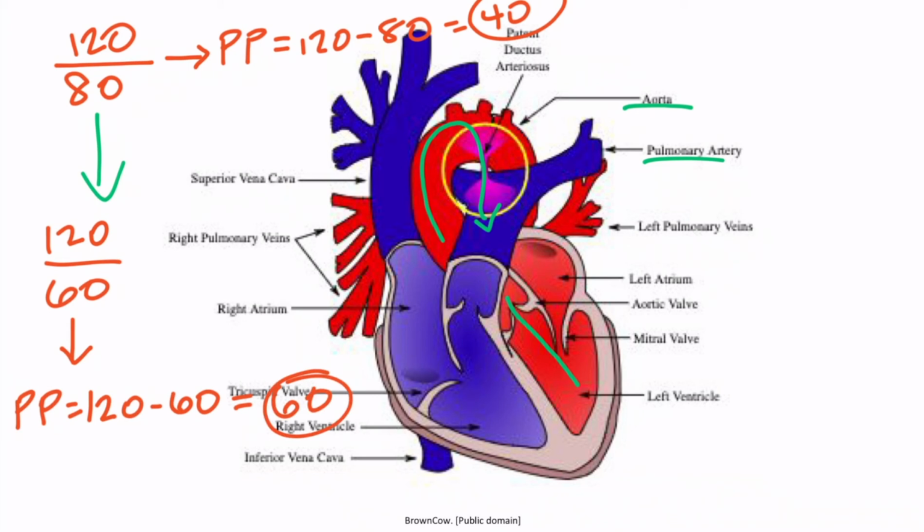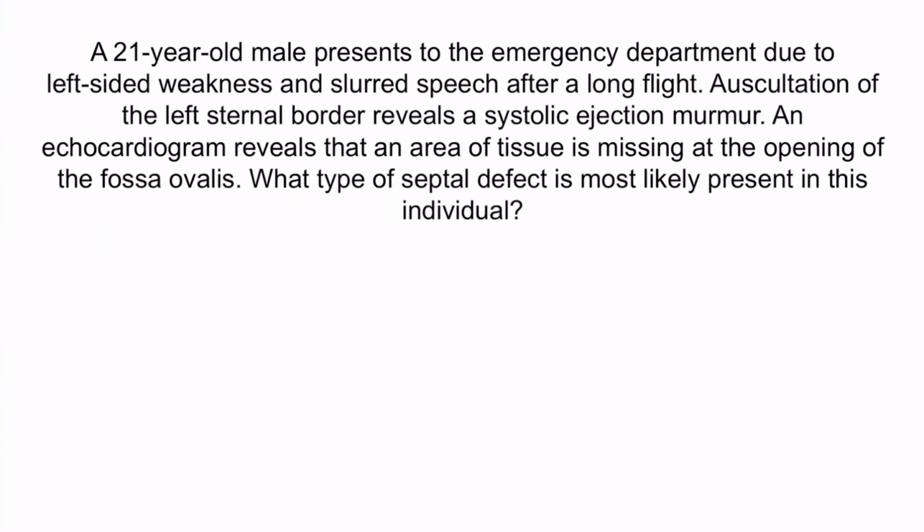All right, that's all for left to right shunts. Let's wrap up this section with a question. A 21-year-old male presents to the emergency department due to left-sided weakness and slurred speech after a long flight. Auscultation of the left sternal border reveals a systolic ejection murmur. An echocardiogram reveals that an area of tissue is missing at the opening of the fossa ovalis. What type of septal defect is most likely present in this individual?